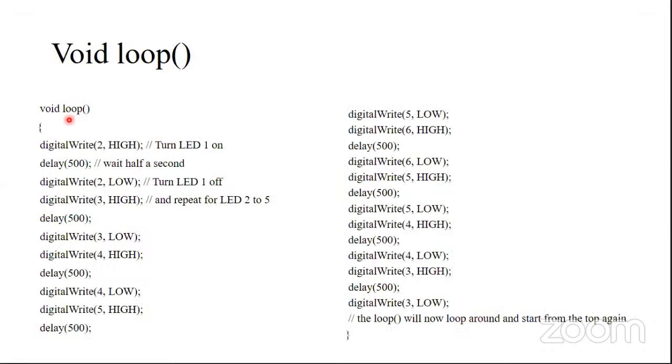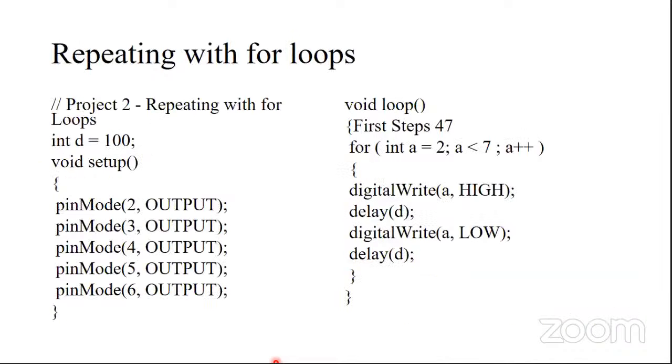And then in void loop, first I give digitalWrite 2 HIGH, delay 500, digitalWrite 2 LOW. Then 3 HIGH, 500, 3 LOW. So 4 HIGH, delay, and then again LOW. Like this, I can make multiple LEDs turn on, off, on, off, on, off. Okay, so this is how to turn things on and off by using more than one or two LEDs.